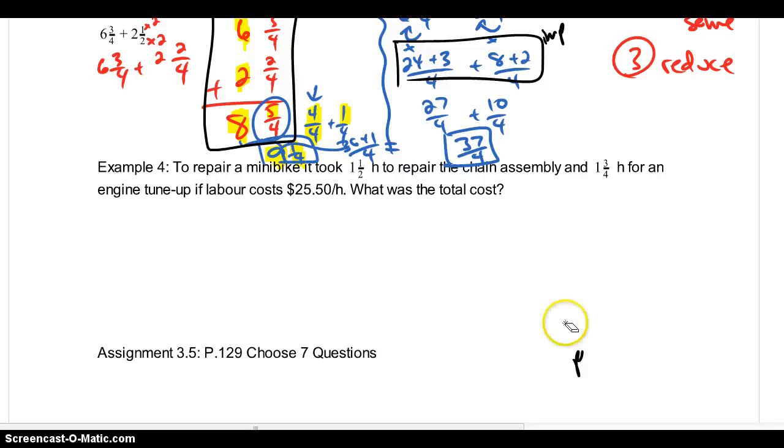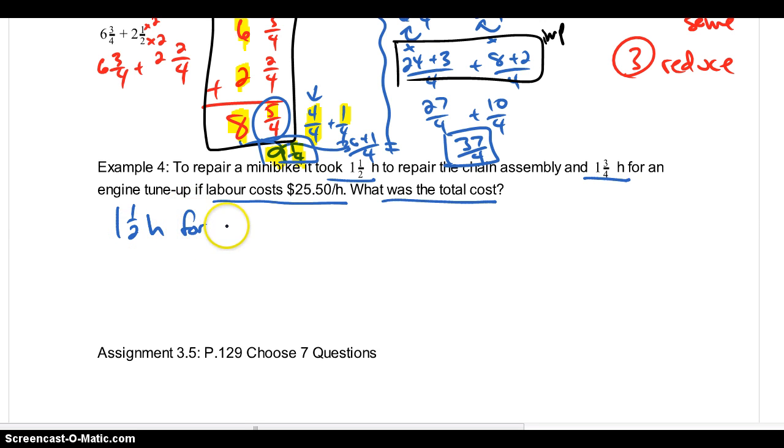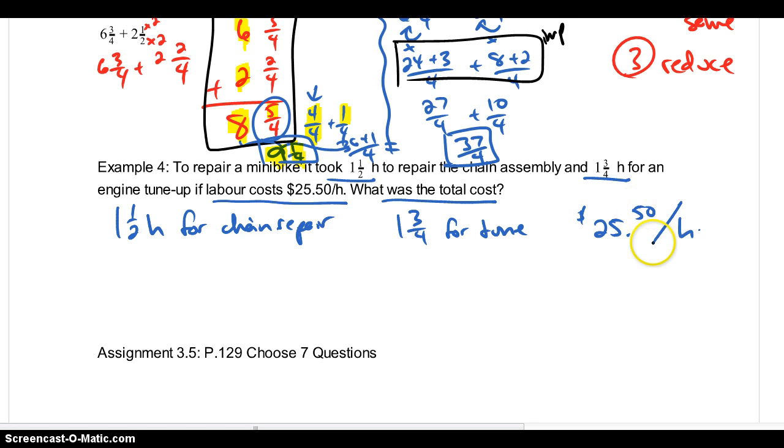Jumped ahead here, but we're looking next at a mini bike question. Example 4, we're repairing a mini bike. It says it took 1.5 hours to repair the chain assembly, 1 3/4 hours for an engine tune-up. And it says if labor costs $25.50 an hour, what is the total cost? So I'm going to write down my information. I have 1.5 hours for chain repair. I have 1 3/4 hours for the tune-up, and then I have $25.50 per hour. I'm looking for the total.